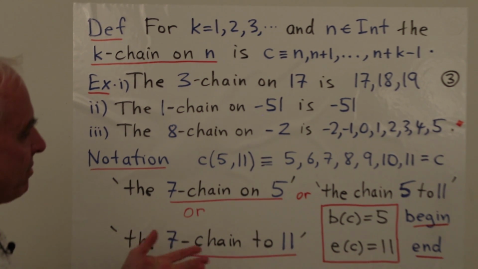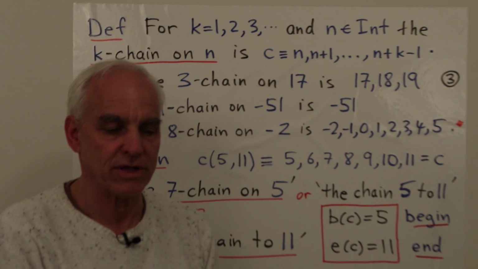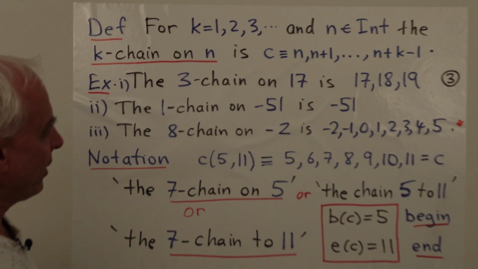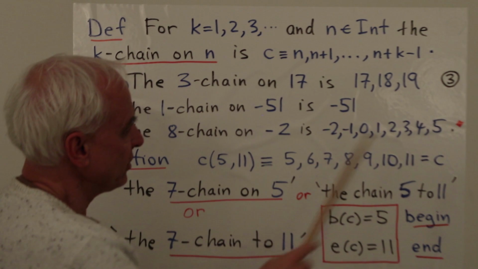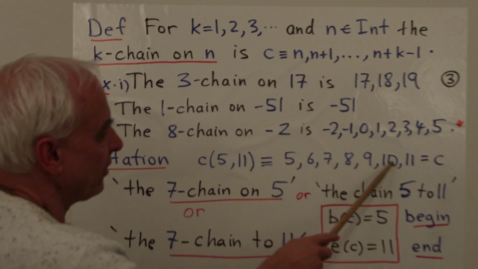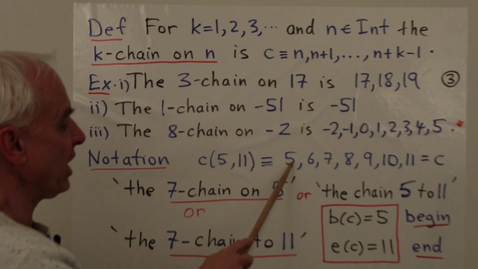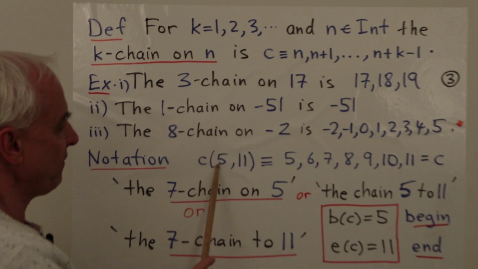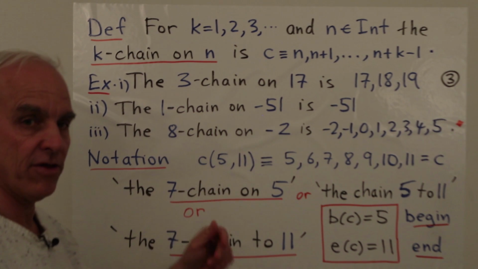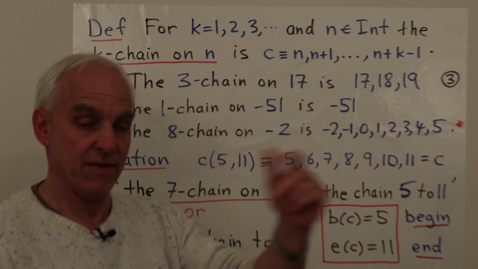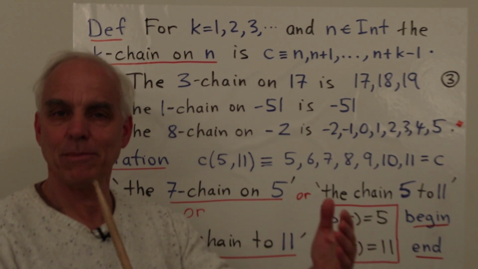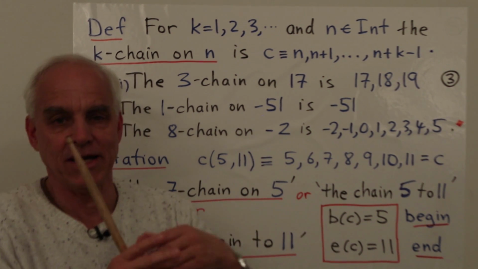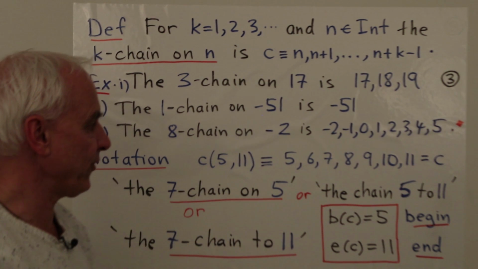We'll introduce some different kind of notation to express the same concept. So the chain from 5 to 11, which is a 7 chain, the 7 chain on 5, we might write it like this, C(5,11), where we specify the first in the chain and the last in the chain. A little bit like an interval, but it's an interval of integers rather than an interval of more general numbers.